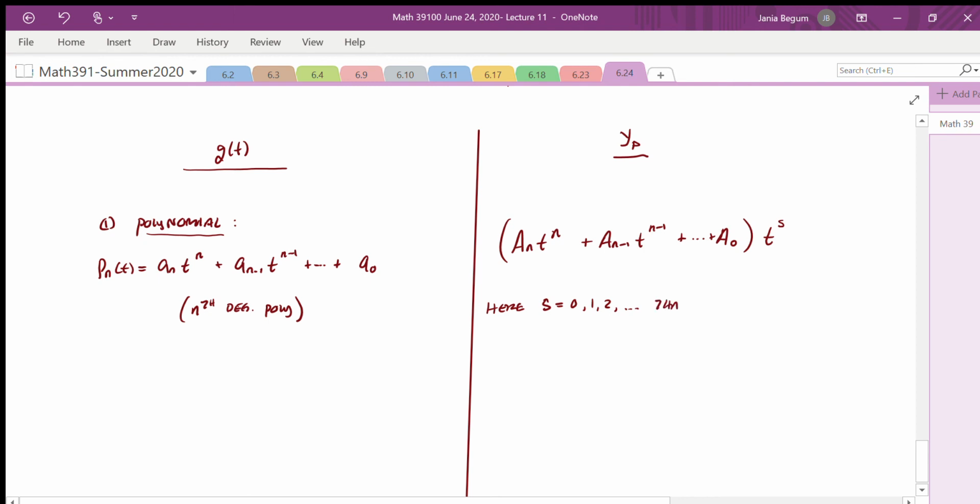That will ensure that no terms in yp are a solution of the corresponding homogeneous equation.